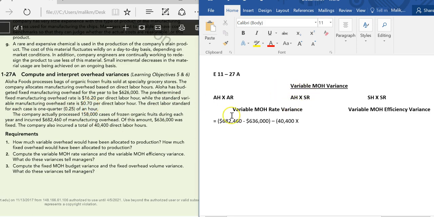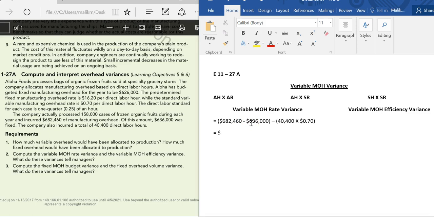So now we are doing the variable part, so we need that 70 cents, which is the variable manufacturing overhead standard rate per hour. So now we use our actual hours, 40,400. Now we're gonna multiply it by this 70 cents, which is the standard rate for the variable portion. So now if I multiply this, then you will find your second box. Again, for the actual variable overhead cost, we took the total overhead which is given here, and then we subtract the fixed portion, and this is how you're gonna get the actual variable overhead.